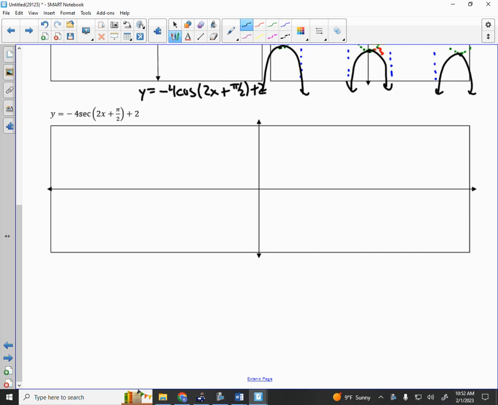I have the vertical shift. I have the amplitude. I have the period. And I have the horizontal shift. That's where I start. Vertical shift: 2. Amplitude: 4. So what is the maximum value of the graph? 6. What's the minimum value of the graph? -2. So I'm going to go 2, 4, 6, because remember, I have to make space so I can see those U shapes.